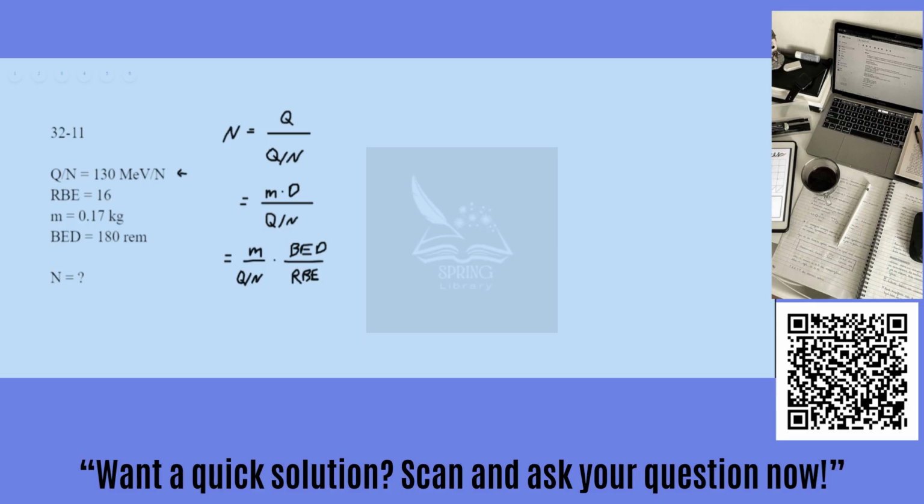If we need to convert units, which we almost always will have to when we deal with these different types of radiations, we will do that when we notice what units we need. So I'm going to go on the second line up here. My N value, my number of nuclei, is equal to 0.17 kilograms divided by 130 MeV per nucleus, multiplying that by our BED of 180 rem divided by our RBE of 16.